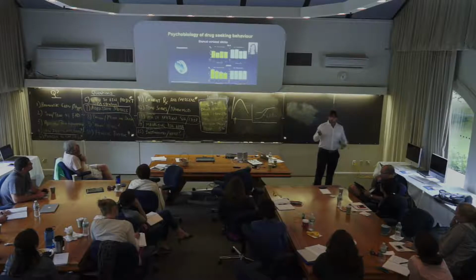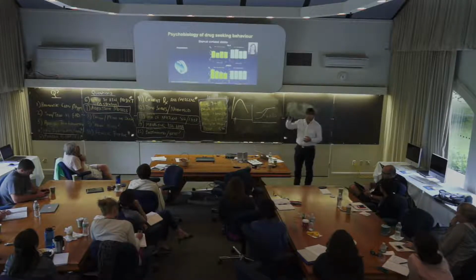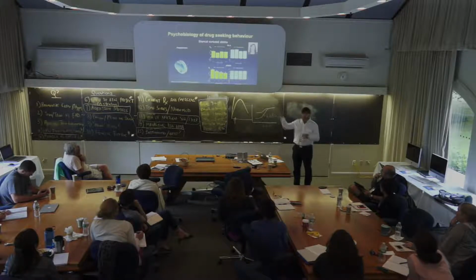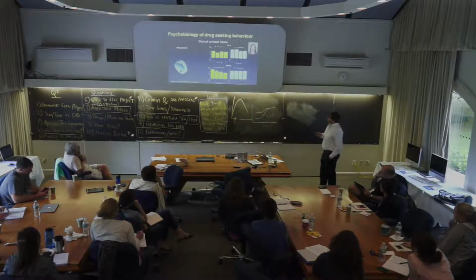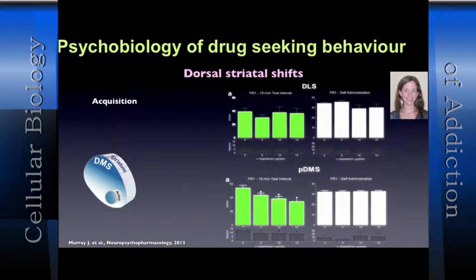I showed you some results in food rewards and stress and habits, and I showed you that spines in DLS increase, whereas they decrease in the DMS in habit-based behavior. Those are Jen Murray's results. So Jen tested whether we also observed a dorsomedial to dorsolateral shift in the control over behavior in cue-controlled drug seeking.